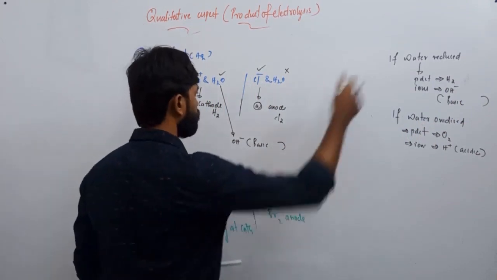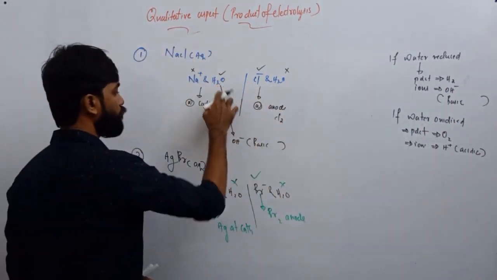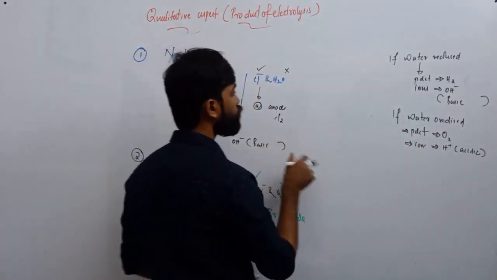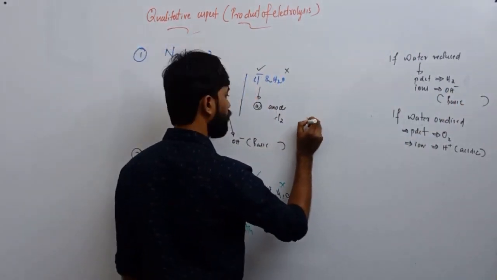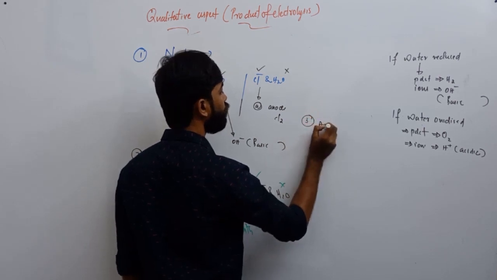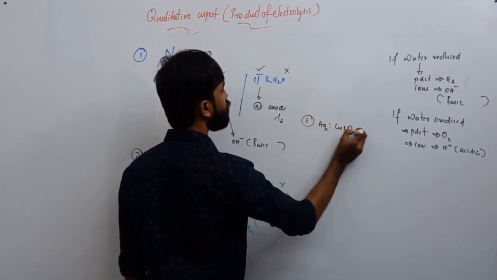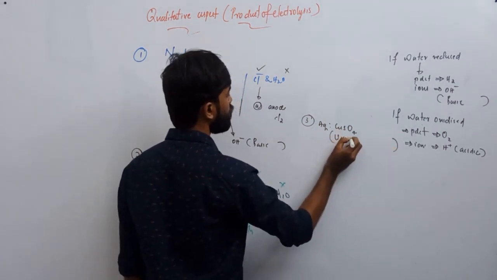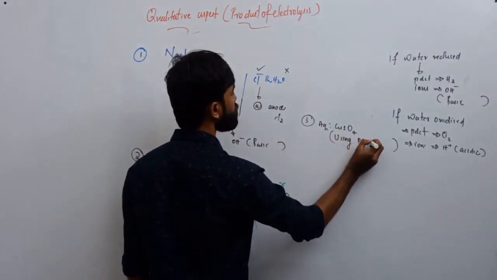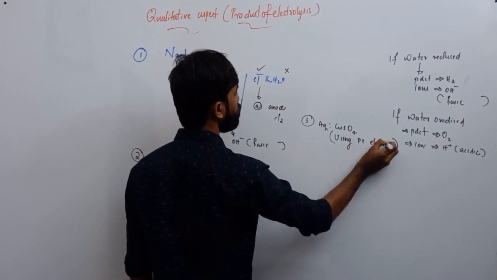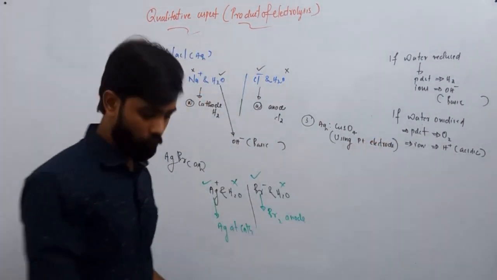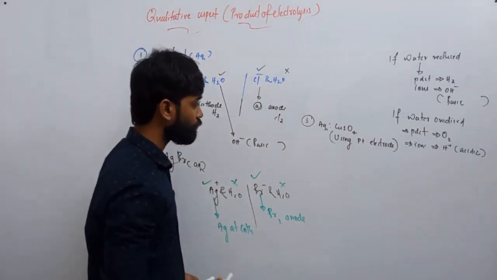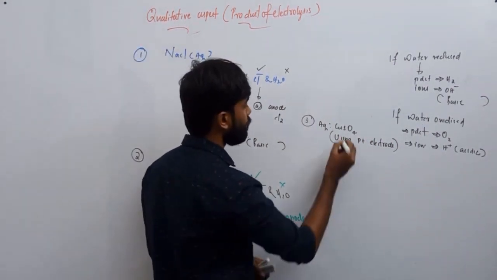Okay, fine. But here water is reduced. That's why there is an excess of OH minus, so the solution is basic. Okay, fine. Let's have a very important point: aqueous copper sulfate using an inert electrode. Let the electrode be platinum. Aqueous copper sulfate using platinum electrode.